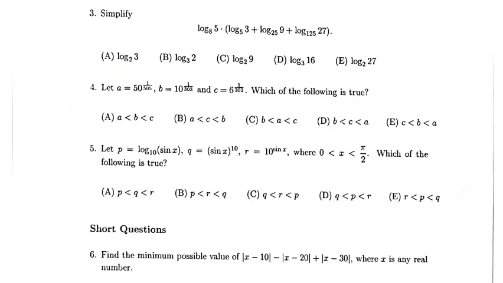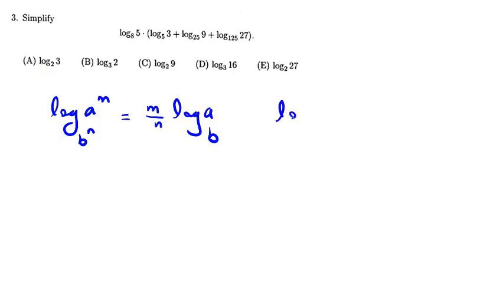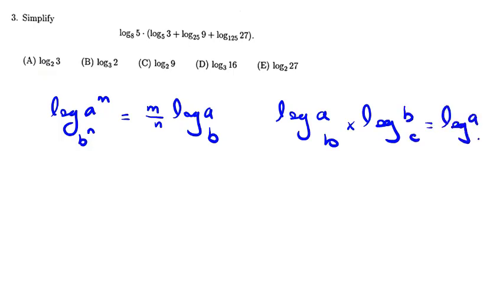SMO 2020 senior section first round problem number 3. Simplify this term. So let me tell you one important thing: log of b to the power of n in base a to the power of m, where a and b are positive, will be m over n, let me write on right side, it will be m over n log a in base b. Also log of b in base a times log of c in base b equals log of c in base a.